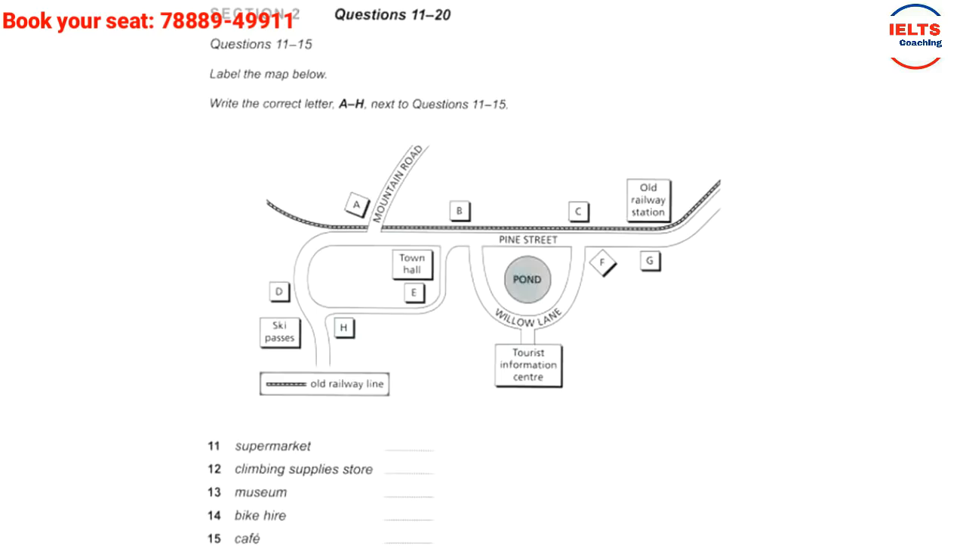You also need to head to Pine Street for the museum. It's small, but well worth a visit if you're interested in the history of the village and the old gold mining industry. So, when you reach Pine Street from here, you'll see the old railway line on the other side of the road. Turn left into Pine Street and keep going until you come to Mountain Road. And just past here, the museum will be on your left, just behind the railway line. Don't worry about crossing over the tracks. The train stopped running through here in 1985.